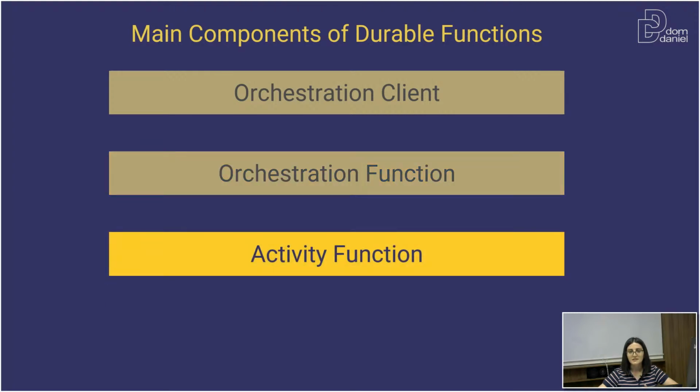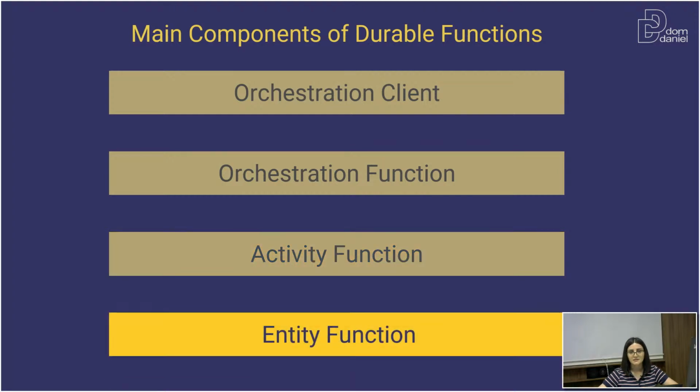The third one is the activity function, which is called the basic unit of a durable function that executes one task at a time. You can call many activity functions inside the orchestrator function, and each one of the activity functions executes only one task. And of course, the last one is the entity functions. Just to mention, don't worry if some of the concepts mentioned are not clear at this time. I plan to demonstrate all these concepts at the end.